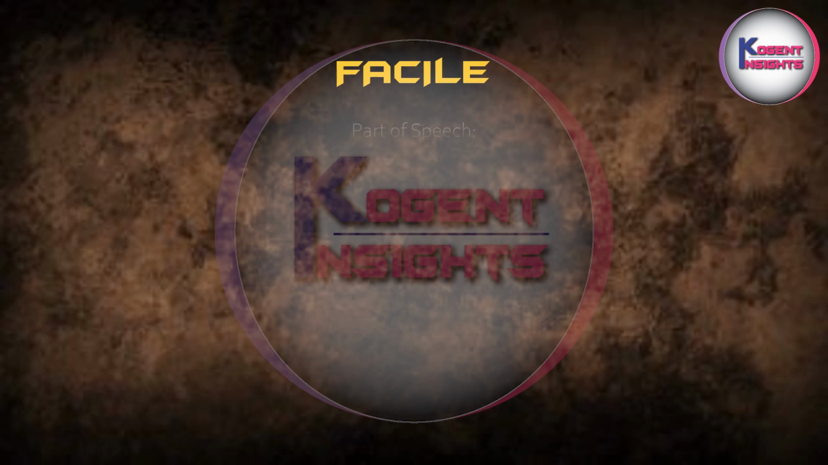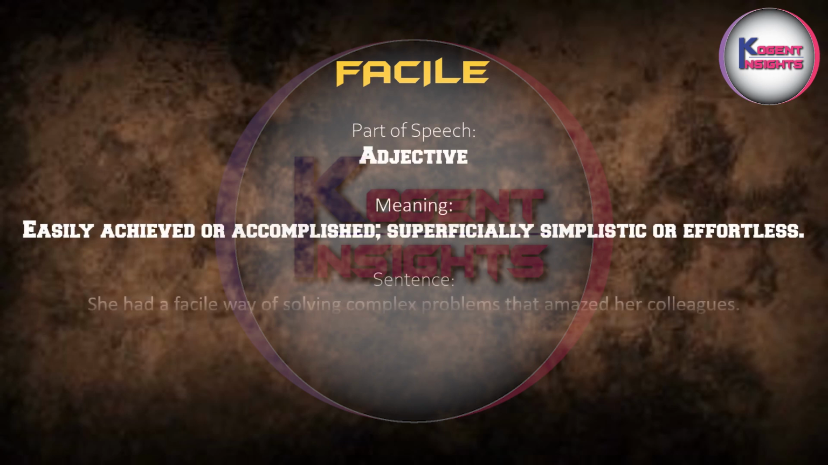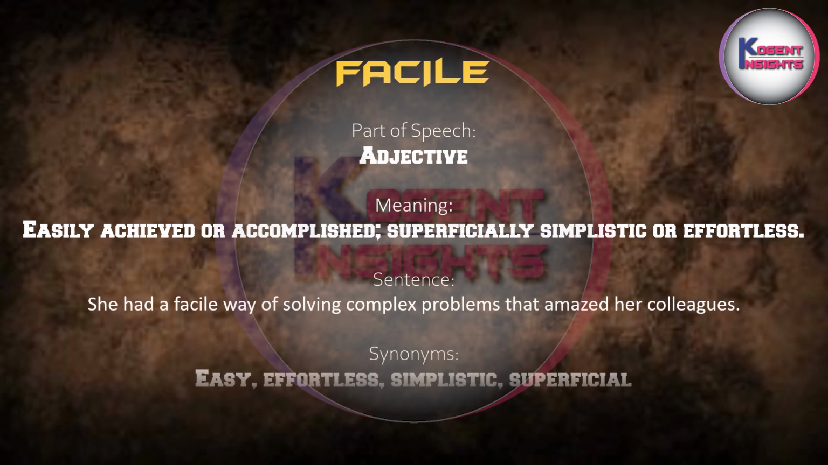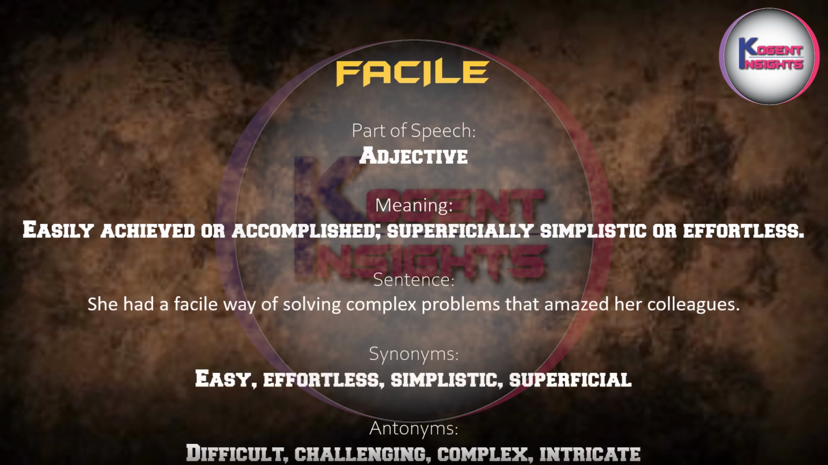Facile. Part of speech, adjective. Meaning, easily achieved or accomplished, superficially simplistic or effortless. Sentence, she had a facile way of solving complex problems that amazed her colleagues. Synonyms, easy, effortless, simplistic, superficial. Antonyms, difficult, challenging, complex, intricate.